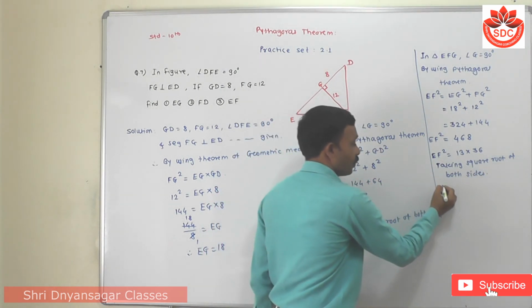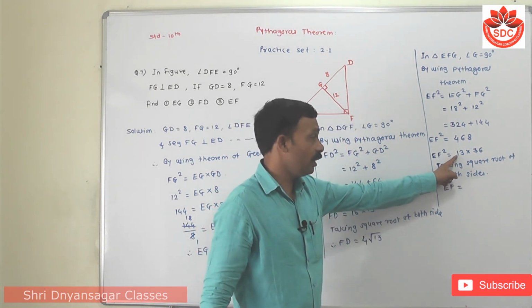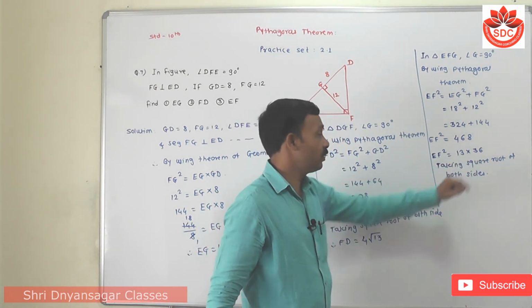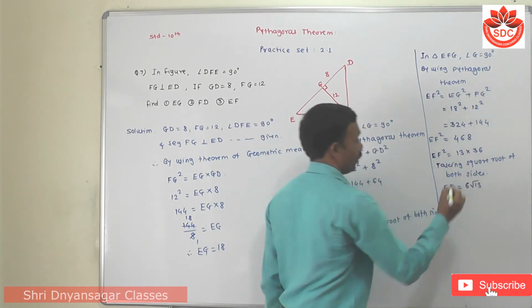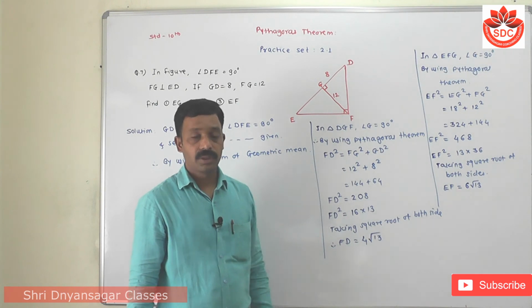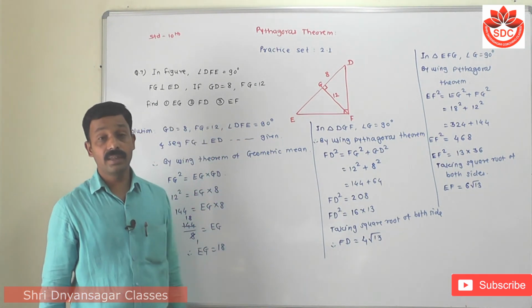The square root of EF square is EF. We cannot find the square root of 13, but we can find the square root of this one, so I write here 6 root 13. This is the value of E. Students, we have to find these three values.